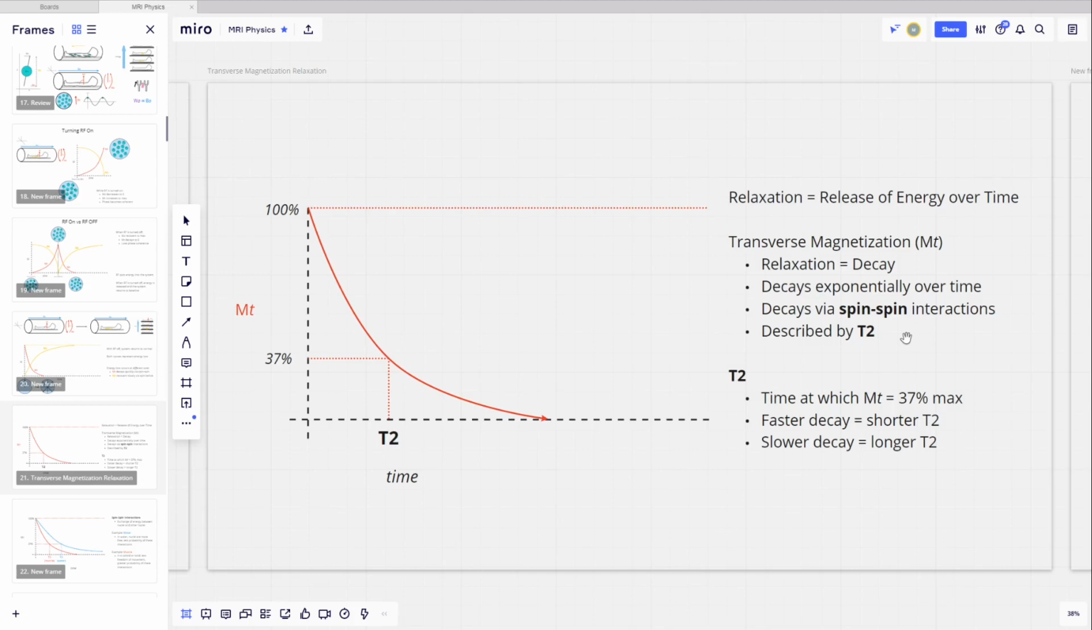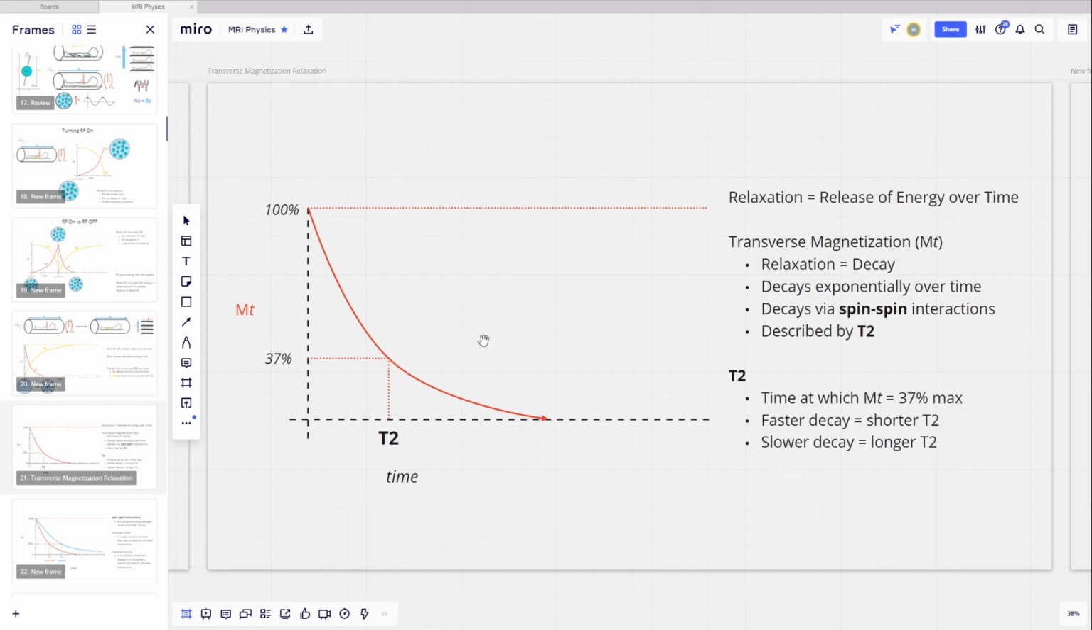And this is where T2 comes in. T2 is basically the time at which the system has decayed to 37% of the original. Okay. So it doesn't matter if it's bone, muscle, or water, it doesn't matter what it is. The T2 of that tissue is defined by the time at which there's 37% of the original transverse magnetization left. Okay.